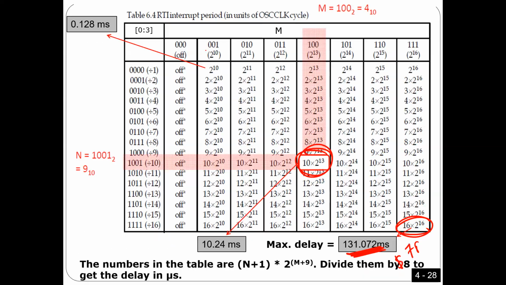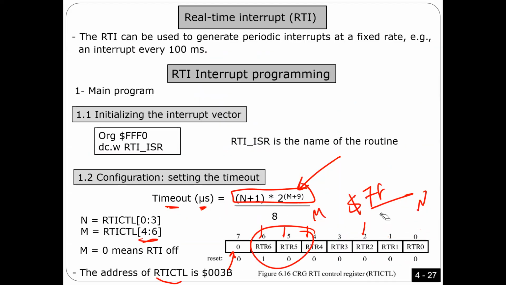Okay, that's easy. Now, what if I want an interrupt every 10.24 milliseconds? What can I do? Very simple. You have to put this value in M and this value in N, right? So it has to be, what number is that? Let me go.